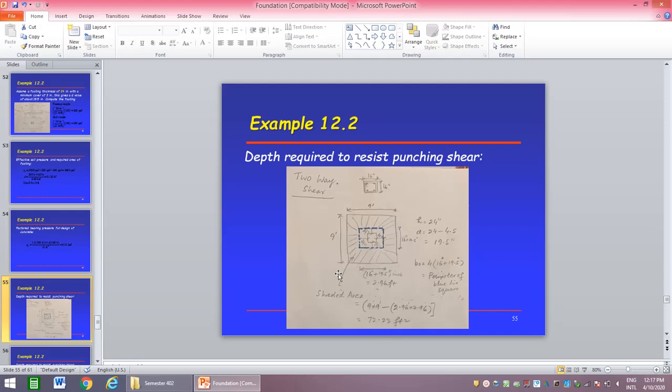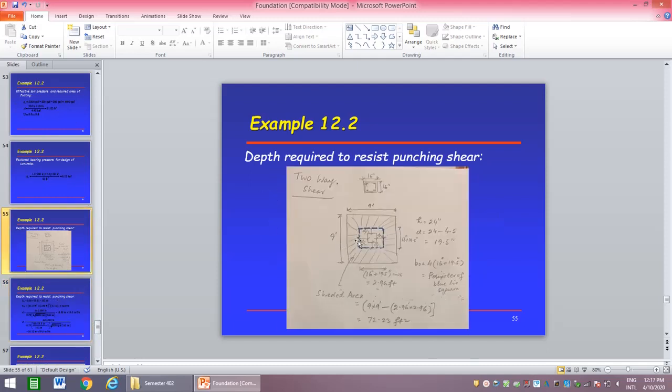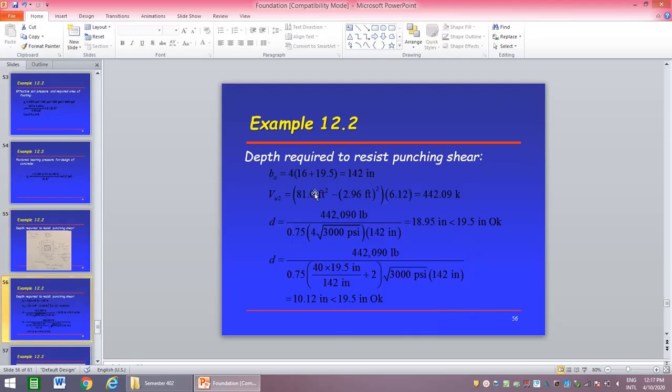So we know the soil upward pressure and on what area this is going to act. So we have to calculate what is the two-way shear. For two-way shear, B naught is the perimeter of this. B naught is this length plus this length plus this length plus this length. So first we have to calculate B naught, 4 multiplied by 16 plus d, 19.5.